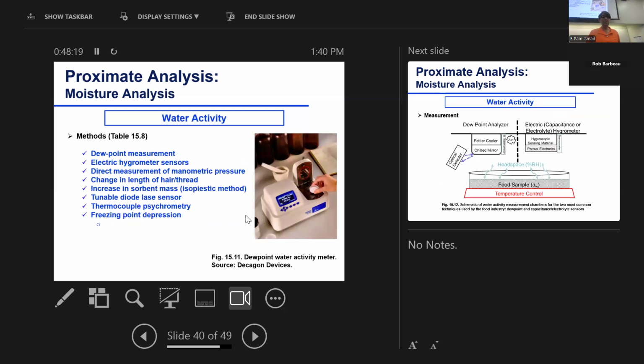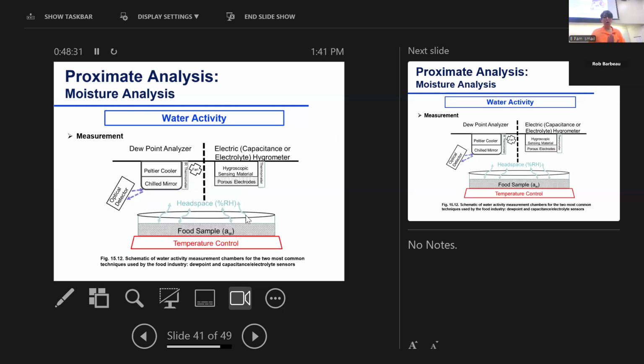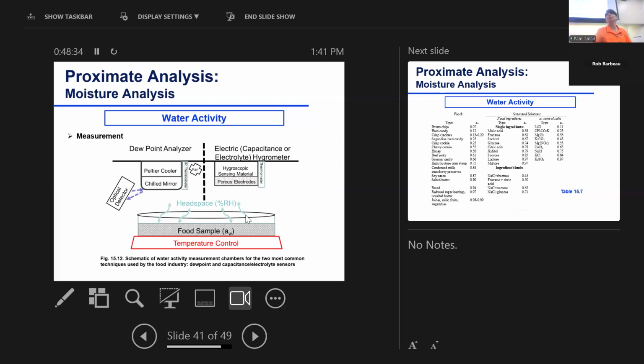So we have different methods. One is based on dew point. The other most common one is based on measuring electrical difference. So what you did in the lab, I think, is the Decagon, which is based on the dew point, correct? So yeah, just remember the principle of that method. The other one that is really common is the electric hygrometer. We don't have one, but these are two different methods. I don't want you to worry about the one that you didn't do in the lab. Just remember what Brittany and Charu went over, depending on your lab group. It's a dew point analyzer.